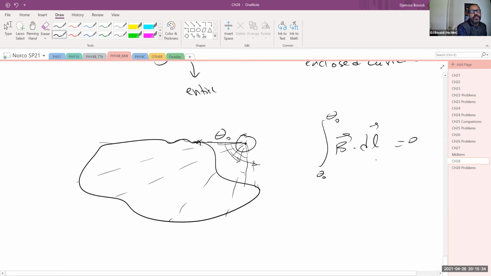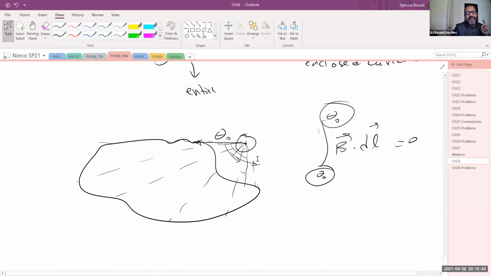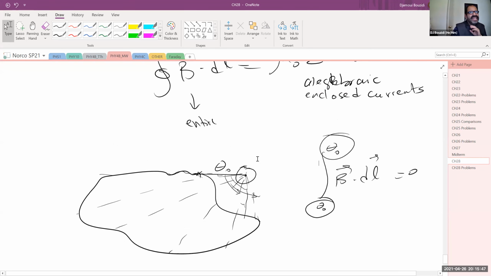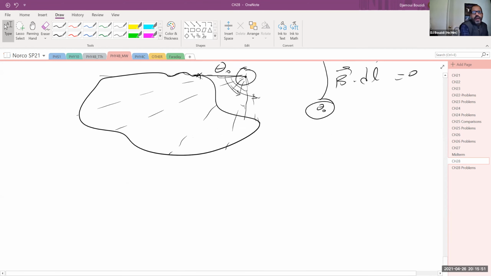And that is equal to 0 because the boundaries of integration are the same. So that's why I've been saying enclosed, because if the current is not enclosed by the path, the contribution is null. Okay, this is identical to Gauss's law. So Ampere's law says the following.